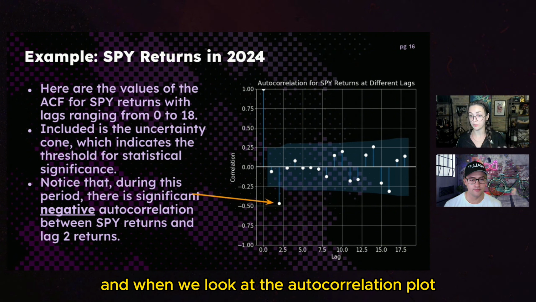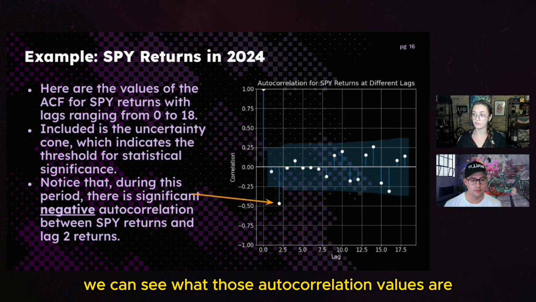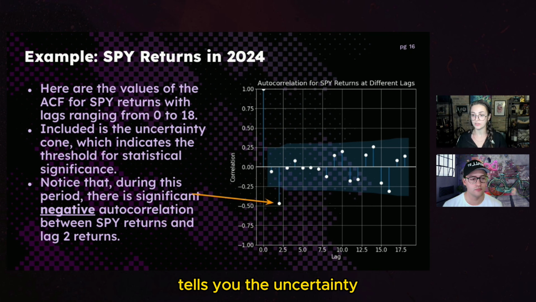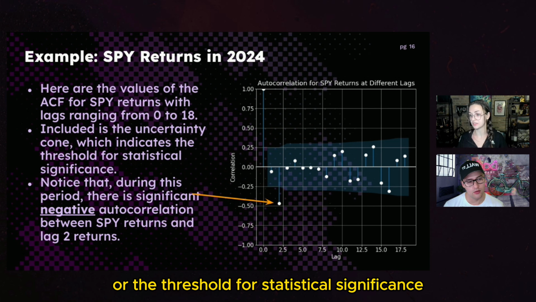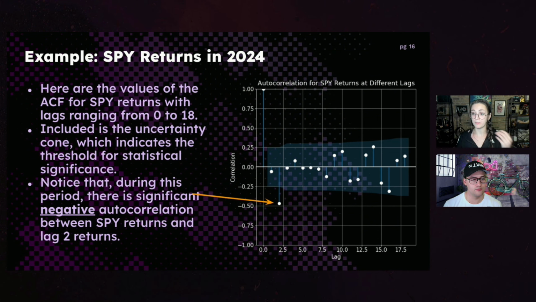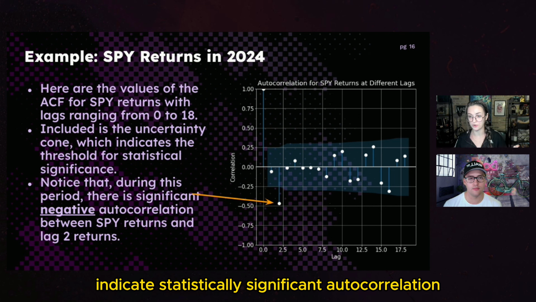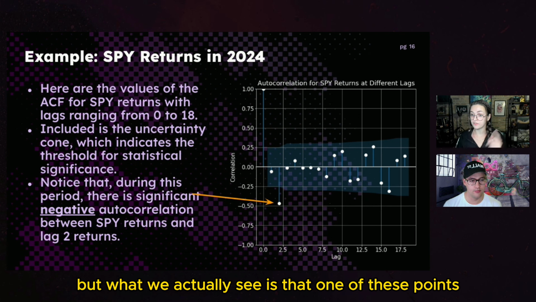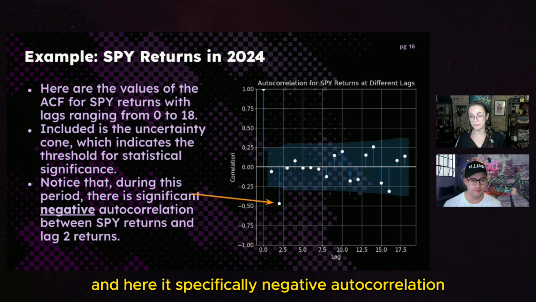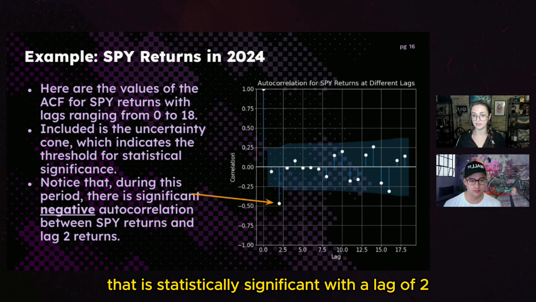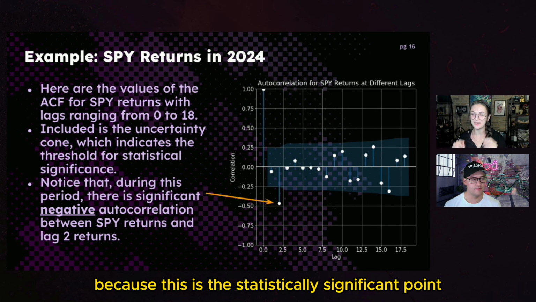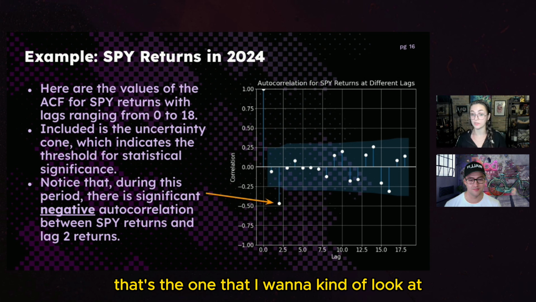And when we look at the autocorrelation plot, we can see what those autocorrelation values are for each of those different lags that we're considering. And then this blue shading area tells you the uncertainty or the threshold for statistical significance. So when we get measurements that are inside of that cone, it doesn't necessarily indicate statistically significant autocorrelation. But what we actually see is that one of these points during this area is outside of this cone, which means it is statistically significant. And here it's specifically negative autocorrelation that is statistically significant with a lag of 2. Does that kind of make sense so far? Yes. Okay.